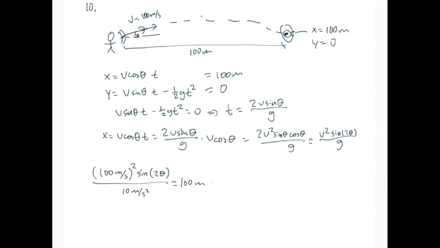So now we can multiply and divide everything to get that the sine of 2 theta should be equal to 1/10. Which then means that our theta is just arc sine of 1/10 divided by 2. And so that's our answer. All right.